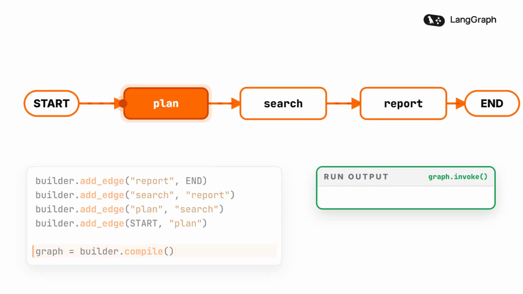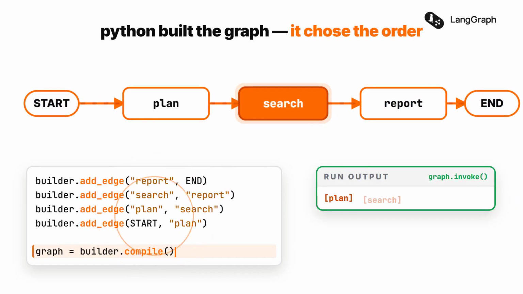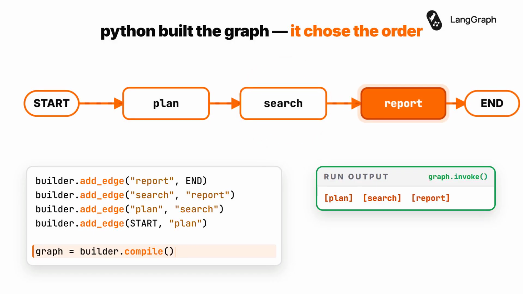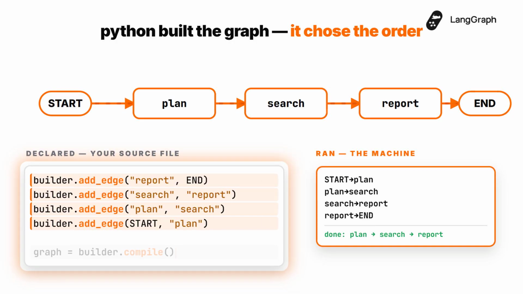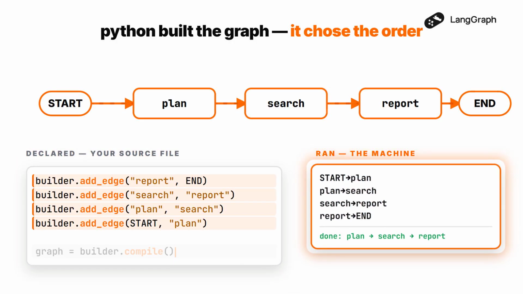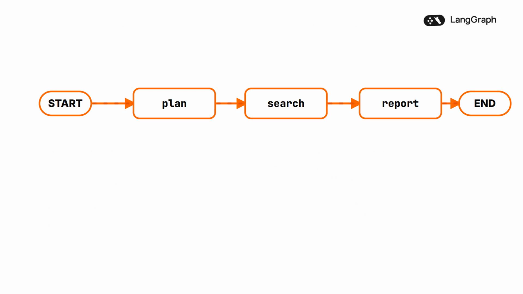Plan, then search, then report. Because Python built the graph and then the graph decided the order. Your source file is a set of instructions for assembling a machine. It is not the machine running. Start and end are real markers inside that machine, by the way, not comments. An edge out of start is what tells the graph where a run begins, and an edge into end is what tells it a branch has finished.